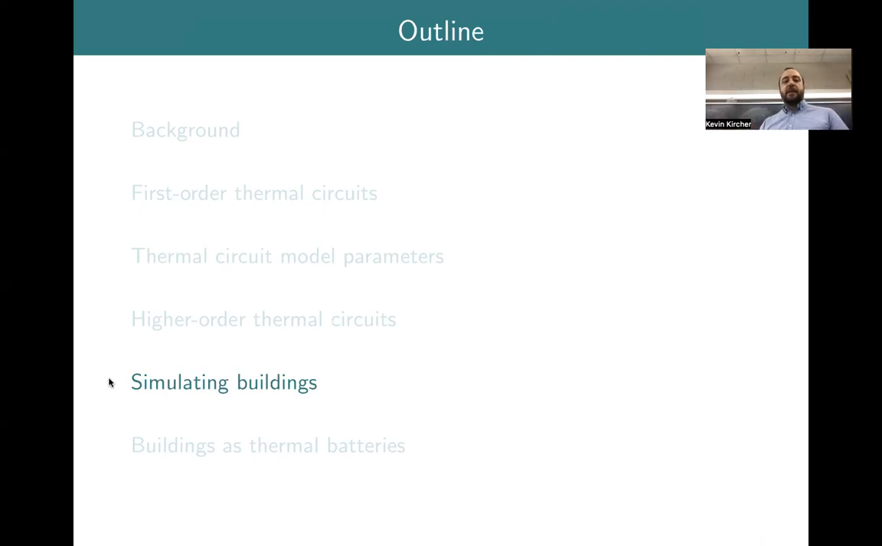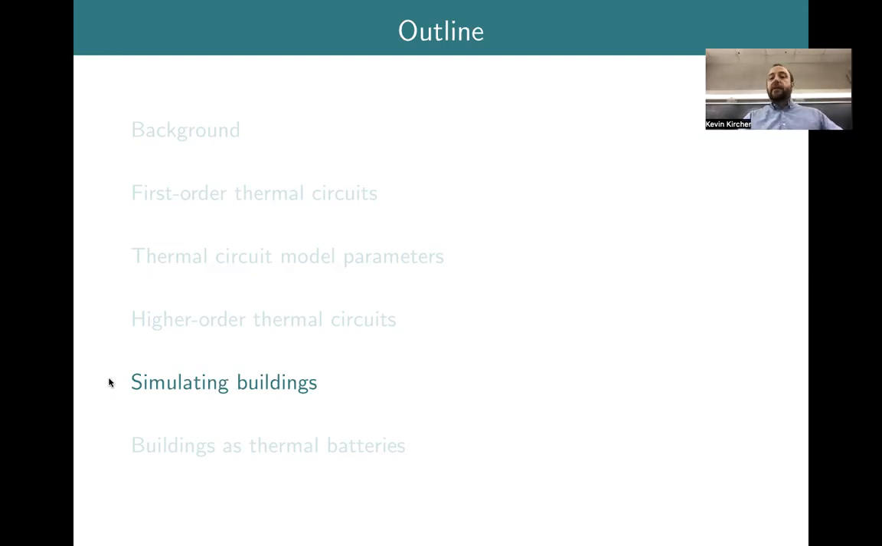Professor, can I ask you a question? Yes, please. So I'm not sure, I might miss something, but how about, for example, if we have multiple zones in the building, so we have multiple nodes representing each zone's air temperature, how can you calculate the heat flow between these two nodes representing two different zones' air?